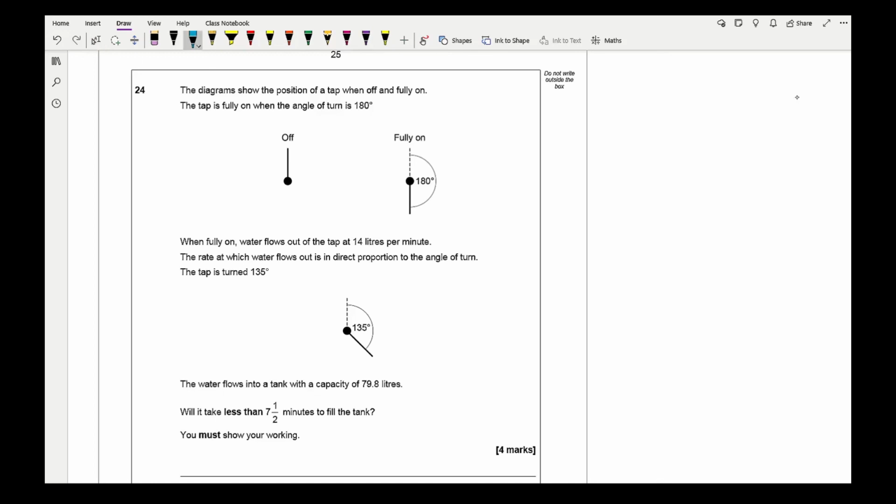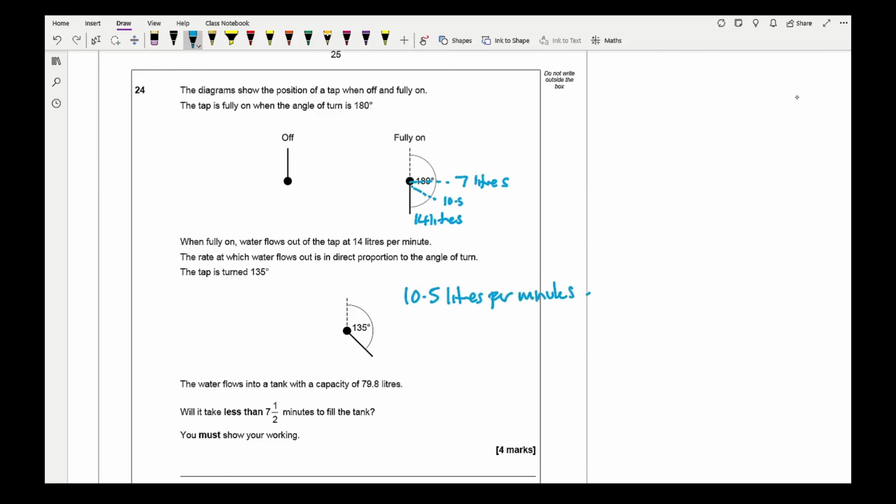So if that's 14 litres per minute, then if I did half of that, that would be 7 litres. Now the question is asking about exactly in between those two amounts. There's one or two ways in which you can do that. If you think about what number is between 7 and 14, that's going to be 10.5 litres. So it's going to be a rate of 10.5 litres per minute.